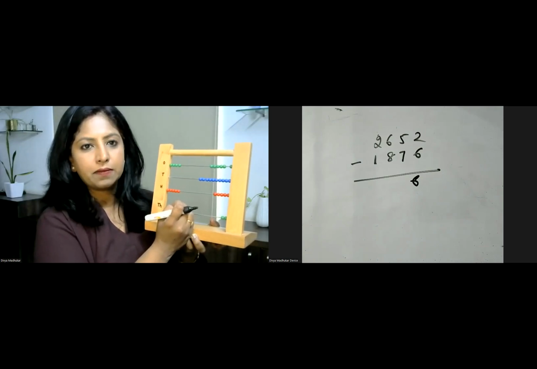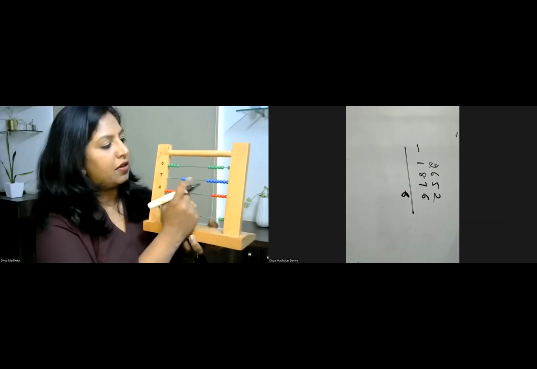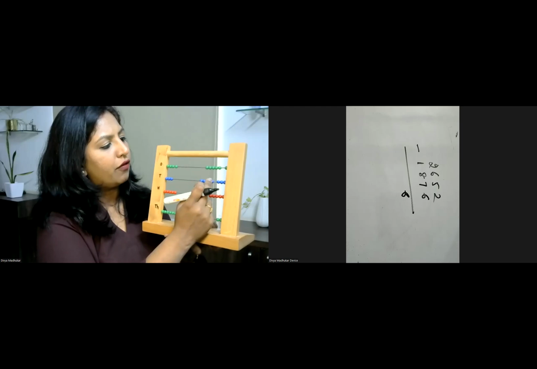Correct? 5 tens, 6 tens, 7 tens. So remaining is 1, 2, 3, 4, 5, 6, 7.